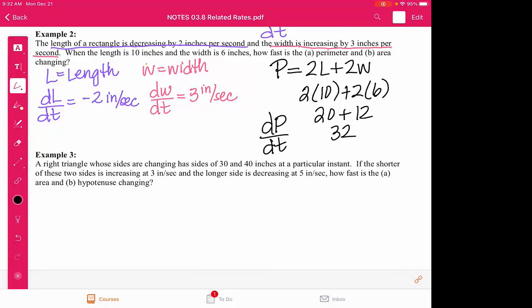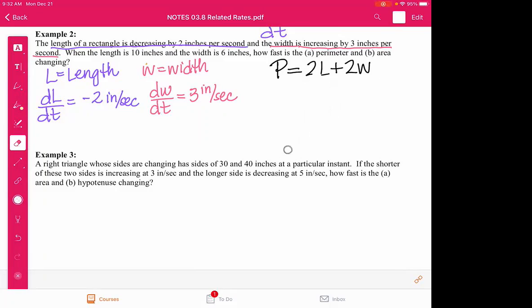Take the derivative first, implicitly, then plug in the given numbers, okay? That's the big thing that you need to remember. Make a little note to yourself to take the derivative first, okay? In fact, I will even write that down because that is very important. So take derivative first, then plug in 10 and 6, okay?